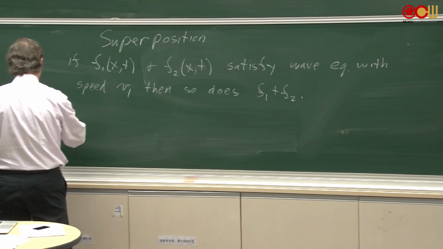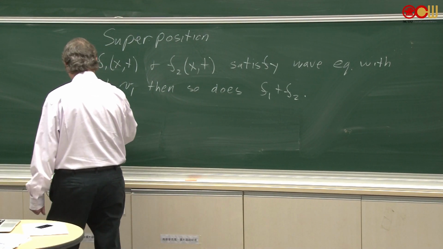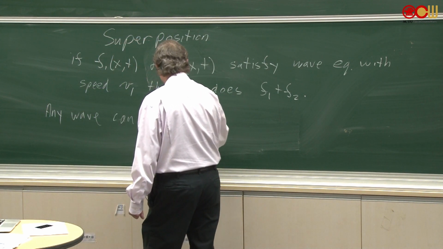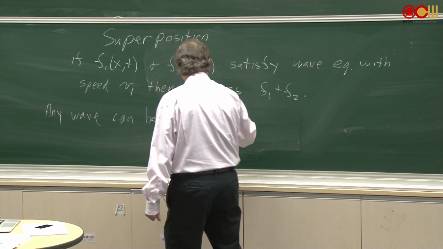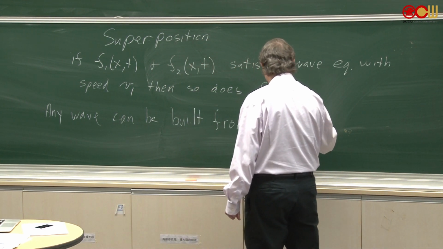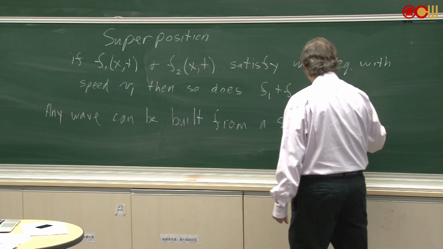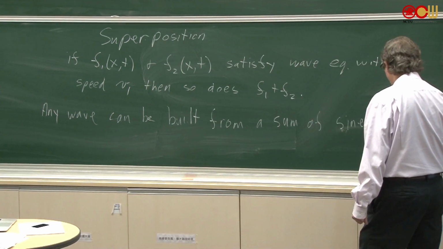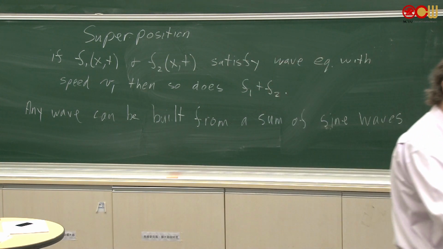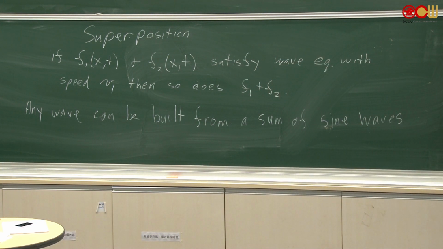So any wave can be built from a sum of sine waves. Right? And each of these sine waves may have different frequencies. They will have different frequencies. So you just add them up.